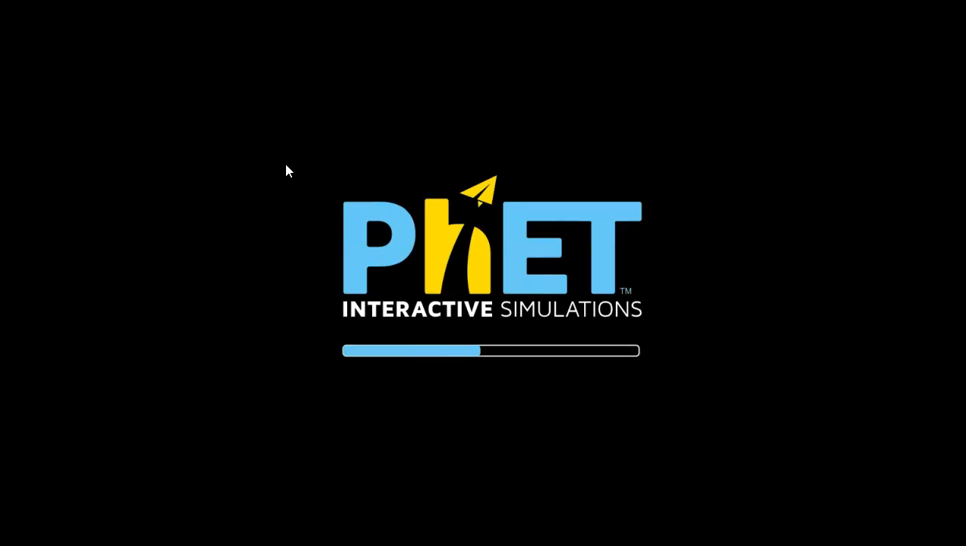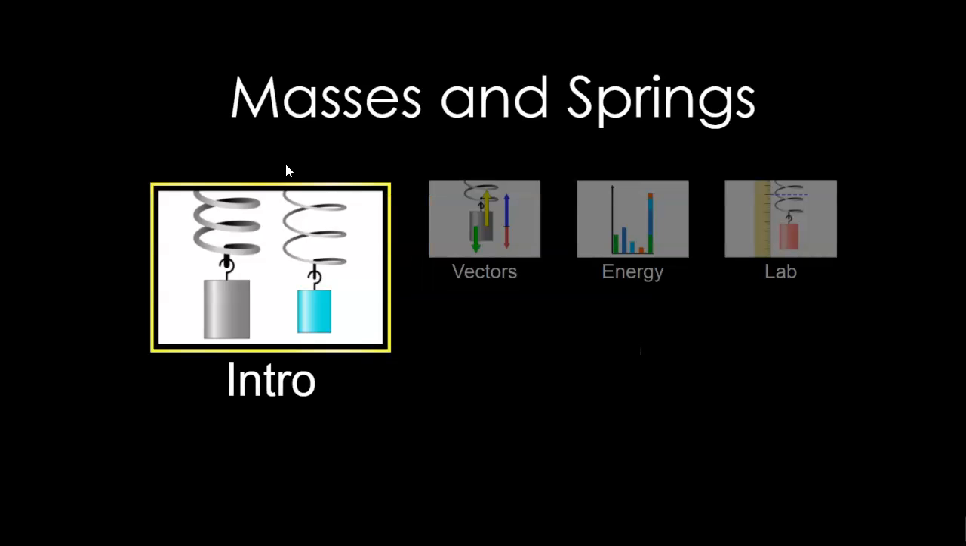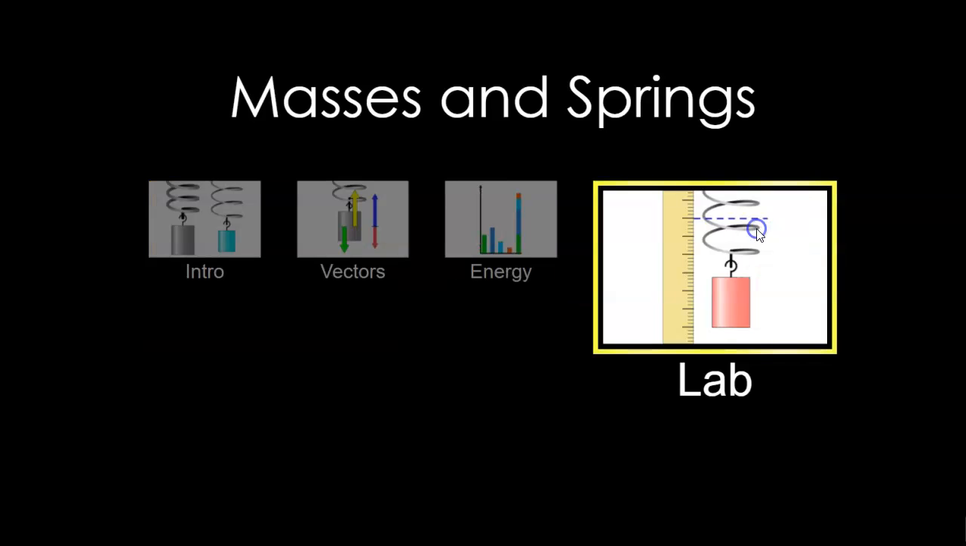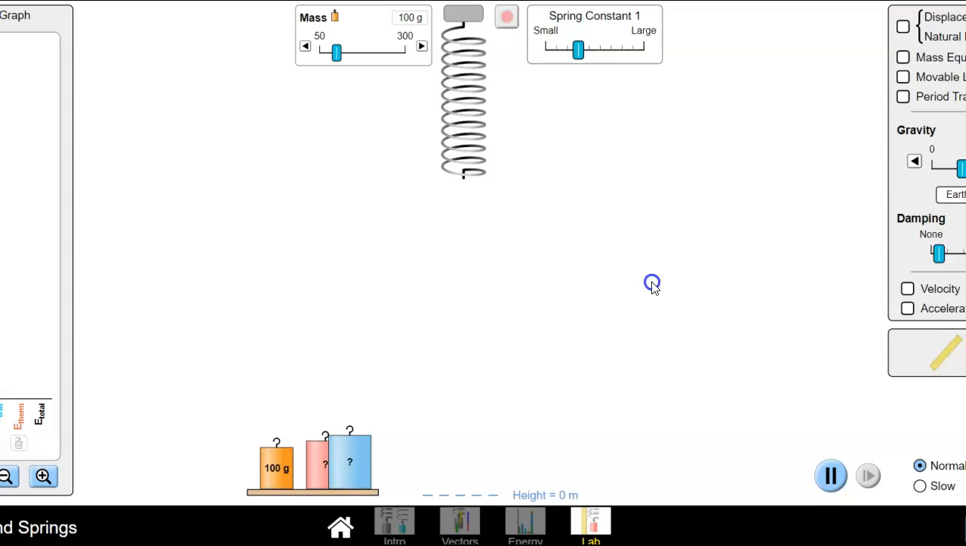So once the PhET opens up, we're going to do the tab that says Lab, so click on that. And then you've got a spring. With a spring, you should be able to change the spring constant up here, which is something that we're going to study. And then you're going to grab out a ruler. So those are the things that we need.